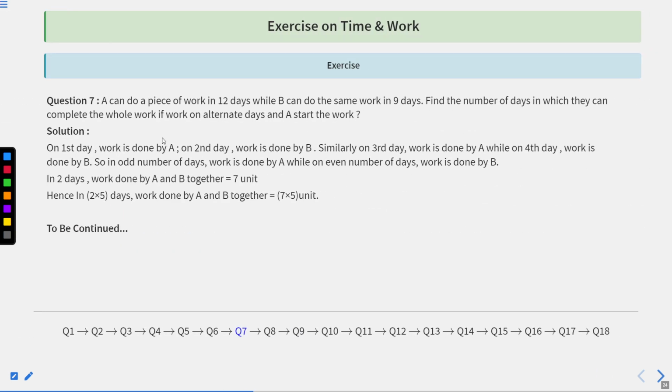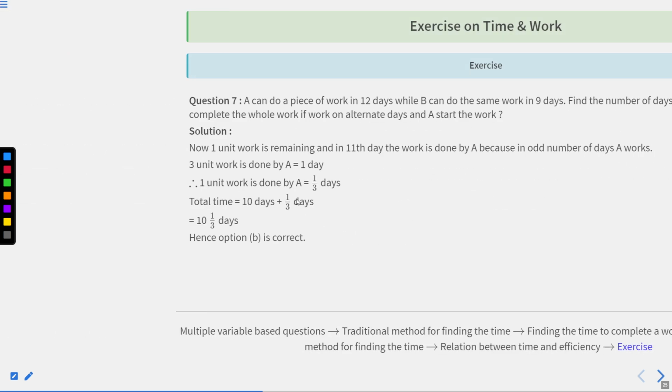So on the first day, work is done by A, and on the second day, work is done by B. Similarly, on the third day, work is done by A, while on the fourth day, work is done by B. So on odd number of days, work is done by A, while on even number of days, work is done by B. So in 2 days, work done by A and B together is 7 units. So hence, in 2 into 5 days, work done by A and B together is 7 into 5 units.